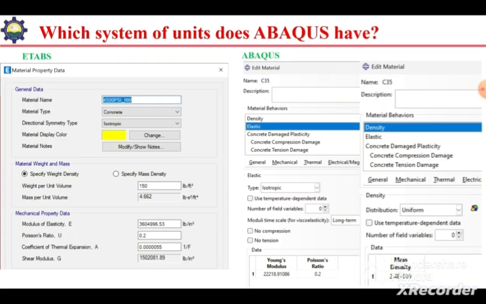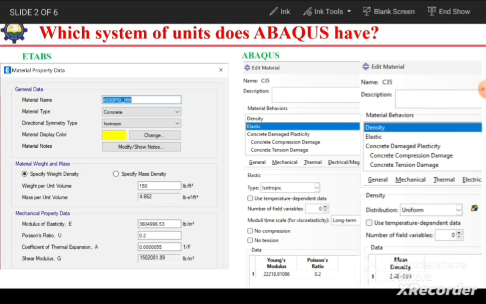If we talk about other software like ETABS, when we are substituting the material properties or the other properties of the model, the unit corresponding to each property is mentioned. For example, if we see over here, for this density the unit is mentioned as pound per feet cube, and similarly for elastic modulus the unit is mentioned against the input cell, which is pound per inch square.